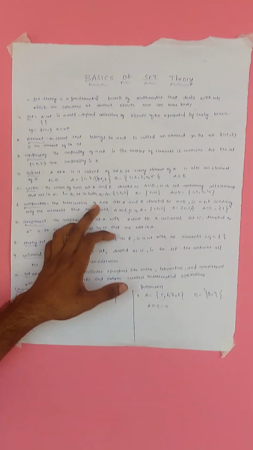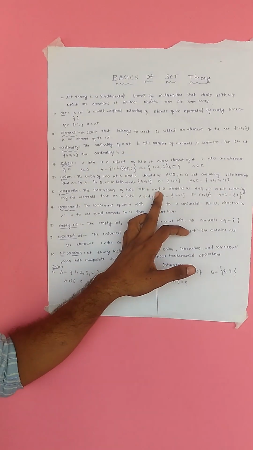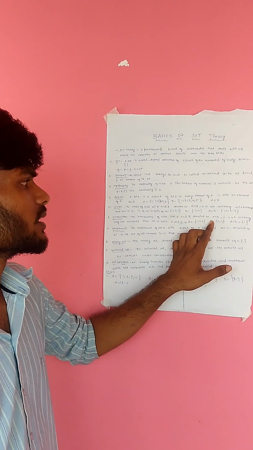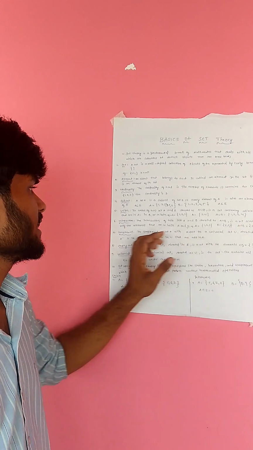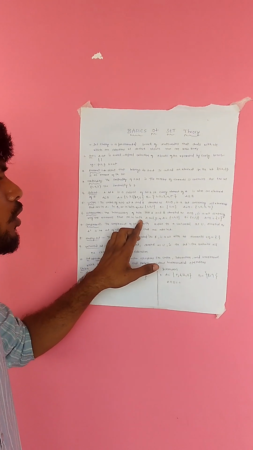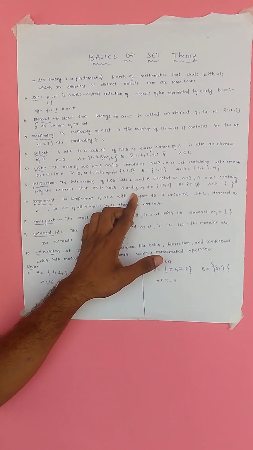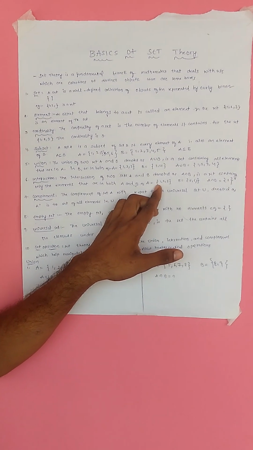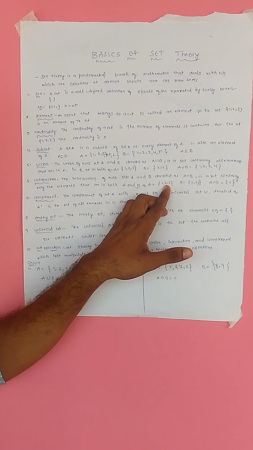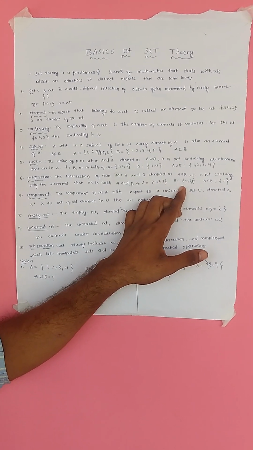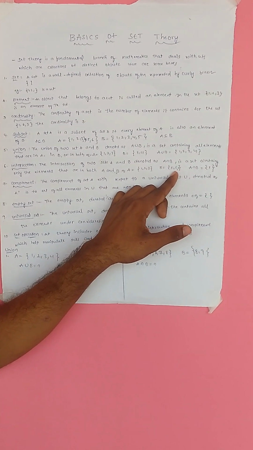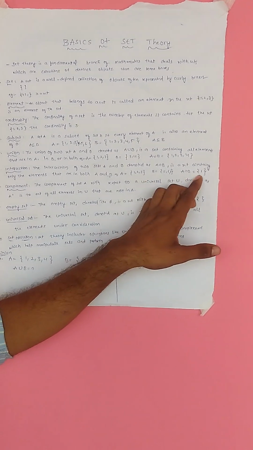Intersection. The intersection of two sets A and B, denoted as A intersection B, is a set containing only the elements that are in both A and B. Means intersection means common elements in set A and set B. Here set A is equal to {1, 2, 3}, B is equal to {5, 6, 1}. So the common element is 1.